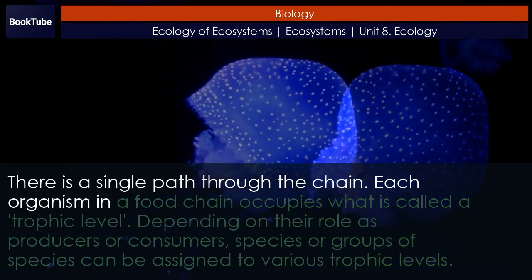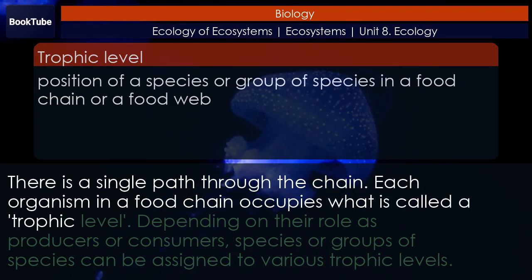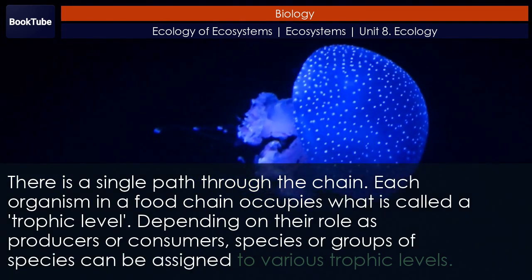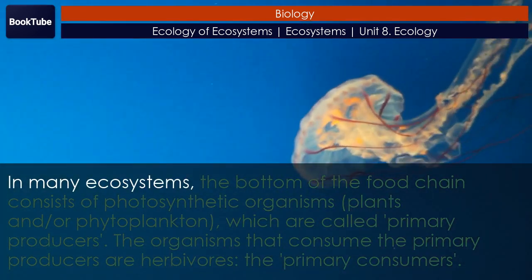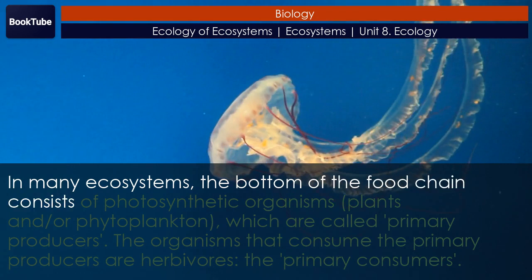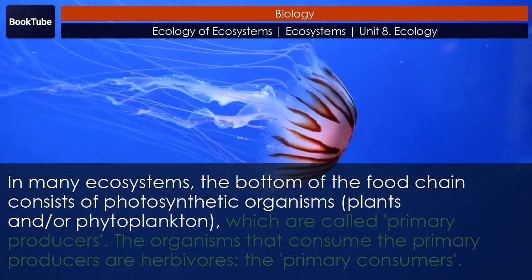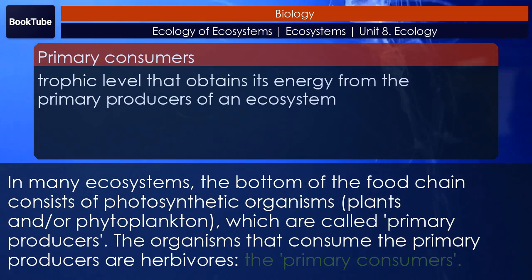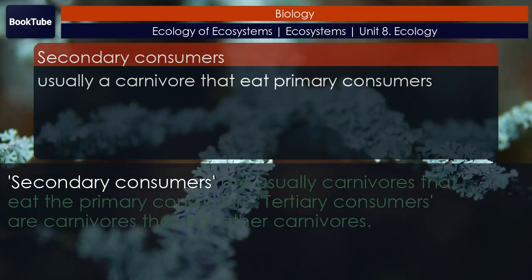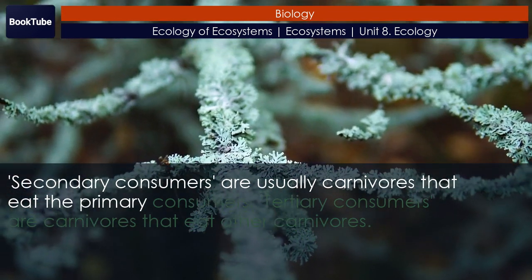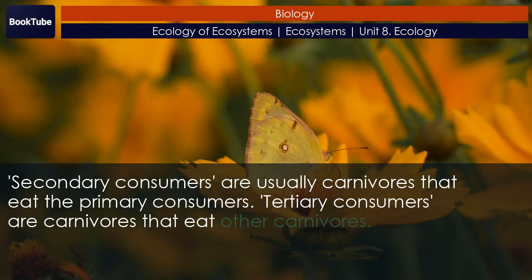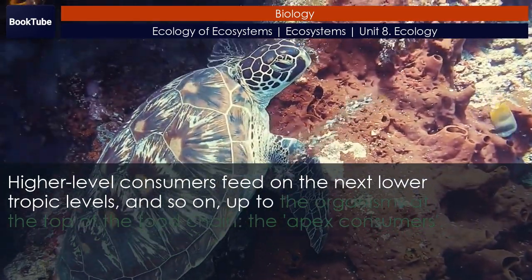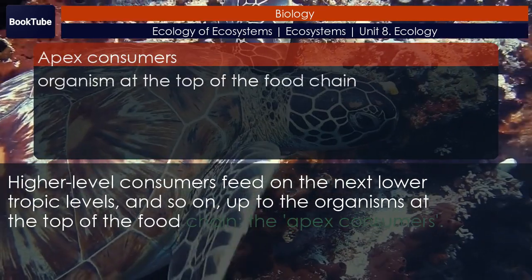Each organism in a food chain occupies what is called a trophic level, depending on their role as producers or consumers. Species or groups of species can be assigned to various trophic levels. In many ecosystems, the bottom of the food chain consists of photosynthetic organisms, plants and/or phytoplankton, which are called primary producers. The organisms that consume the primary producers are herbivores. The primary consumers, secondary consumers, are usually carnivores that eat the primary consumers. Tertiary consumers are carnivores that eat other carnivores. Higher-level consumers feed on the next lower trophic levels, and so on, up to the organisms at the top of the food chain, the apex consumers.